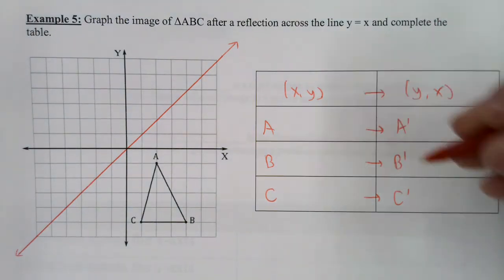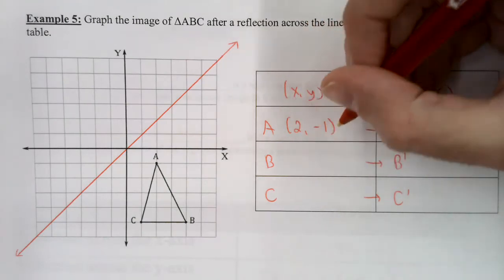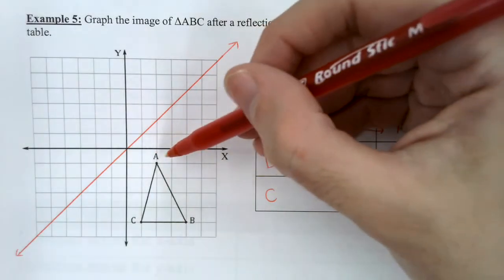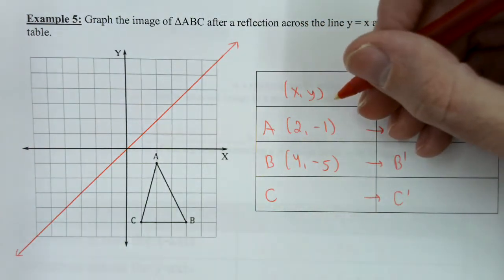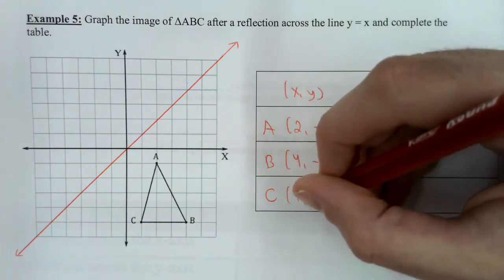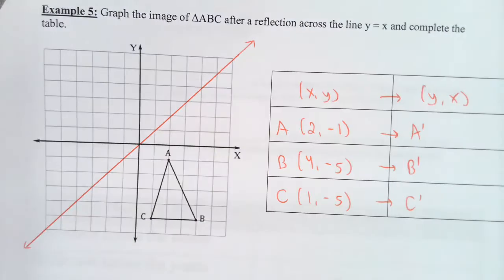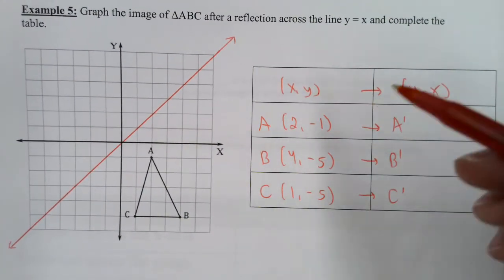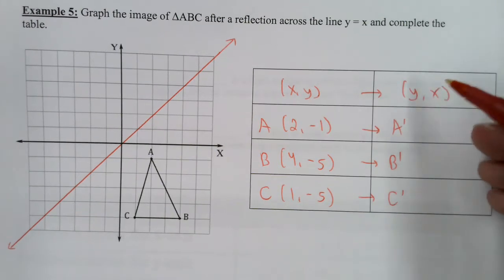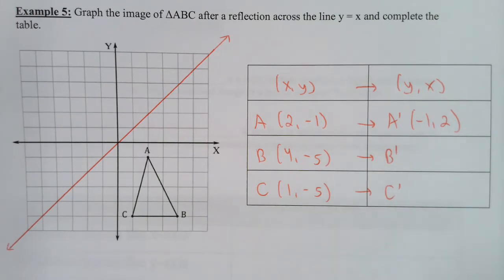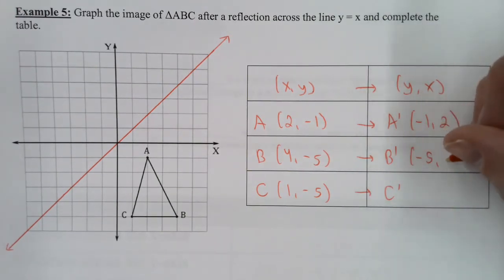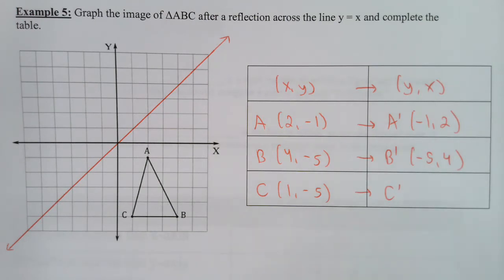A is at 2, negative 1. B is at 4, negative 5. And C is at 1, negative 5. Okay. A prime, switch x and y. xy maps onto yx, so A prime is negative 1, 2. B maps onto B prime, negative 5, 4. C maps onto C prime, negative 5, 1.